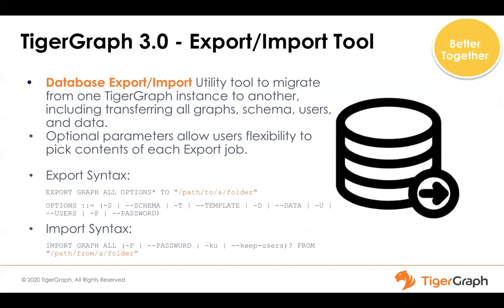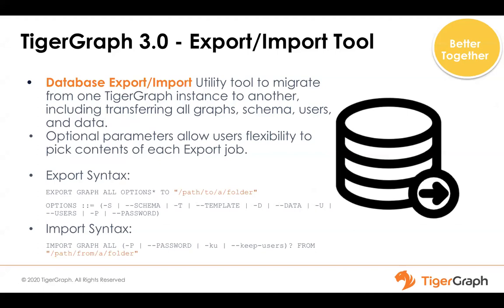Next, switching gears to the system management side, this is more on the better together theme. We are adding an export import tool. This is a brand new tool that will allow users to easily migrate one TigerGraph instance to another. Here, the interesting thing is we are giving flexibility to the user to transfer exactly what they want. They can transfer all of the graph data, or just the schema, or export with or without user information. So there are optional parameters that allow you to use it as you see fit.